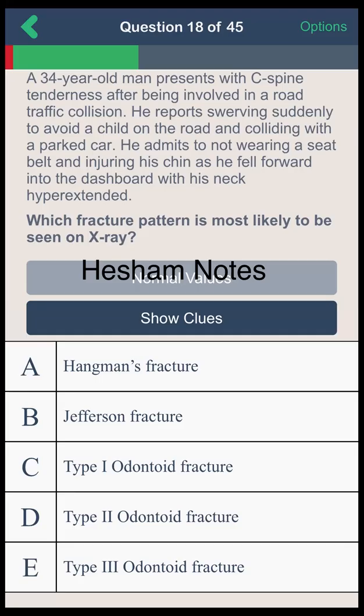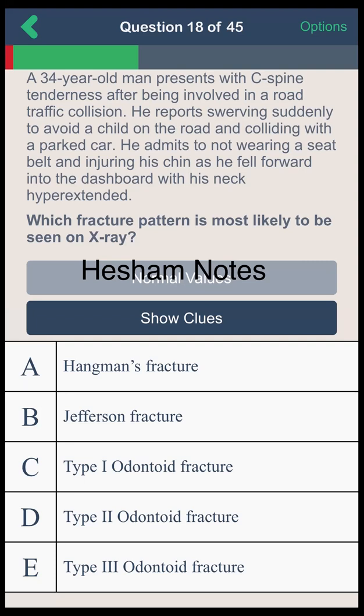A 34-year-old man presents with cervical spine tenderness after being involved in a road traffic collision. He reports swerving suddenly to avoid a child on the road and colliding with a parked car. He admits not wearing a seat belt and injuring his chin as he fell forward onto the dashboard with his neck hyperextended. Which fracture pattern is most likely to be seen on the X-ray?